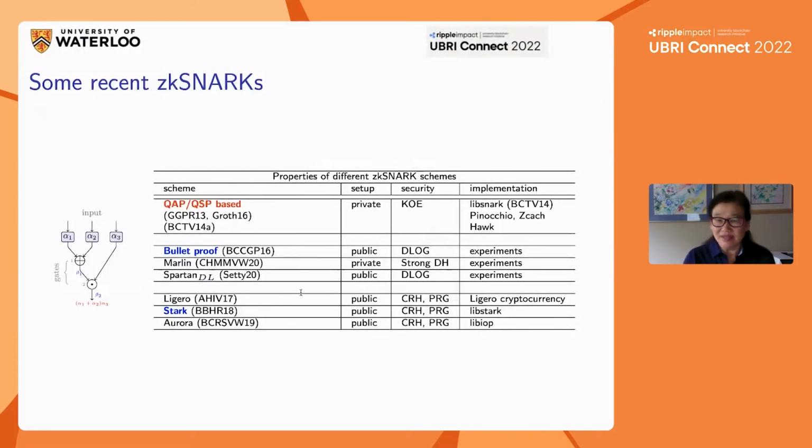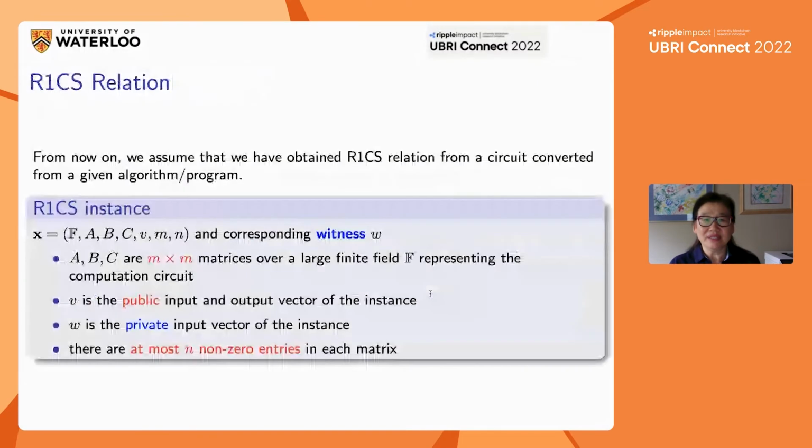And the third class is public setting, like Niagara, Stark, and Aurora. And they do not rely on a hard problem. Instead, just collision-resistant hash functions and pseudo-random generators. Okay, so these are the recent ones.